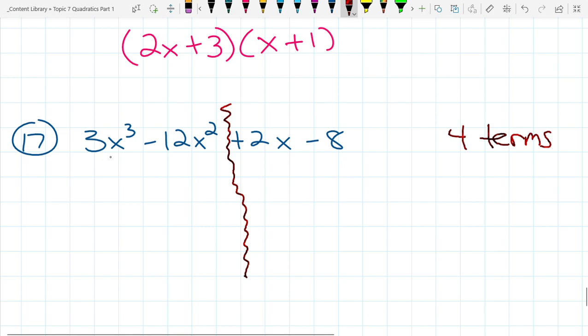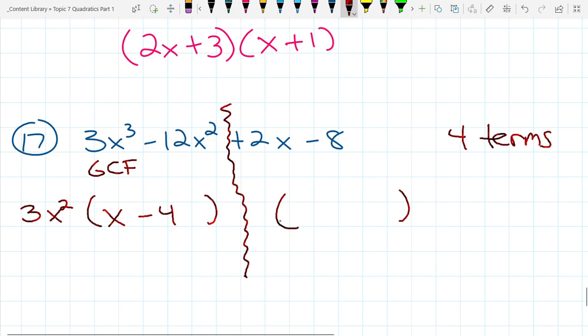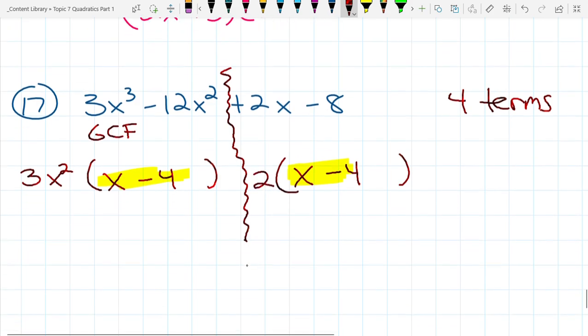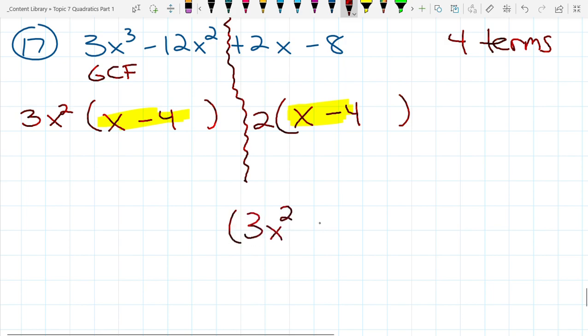So for factor by grouping, you take the first 2 terms, you find the GCF. So 3 and 12, that would be a 3. X cubed and x squared would be an x squared. Divide your first 2 by what you just pulled out, and you will get an x and a minus 4. For factor by grouping to work, the second factoring has to also use an x and a minus 4. And then we see if that's possible. And it is. Because if you multiply x minus 4 by a 2, you get 2x and you get a minus 8. So then your answer is 3x squared plus 2 times x minus 4.